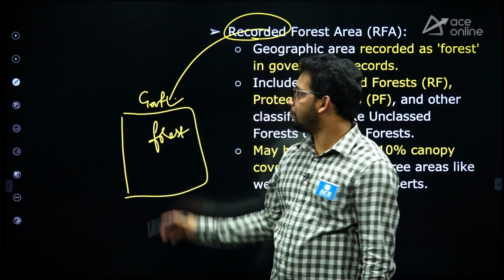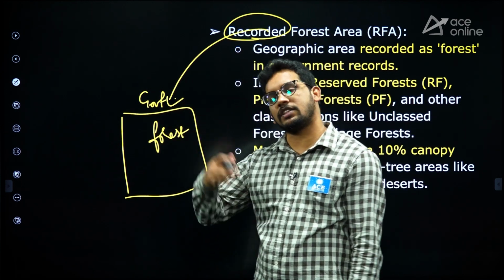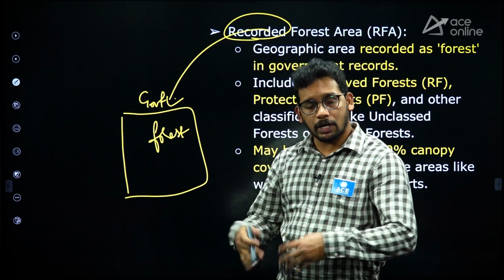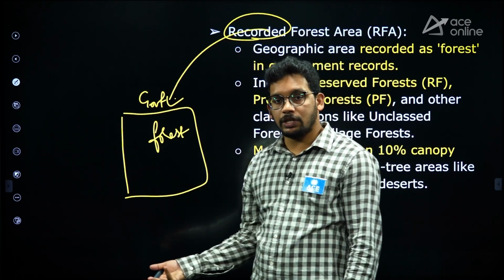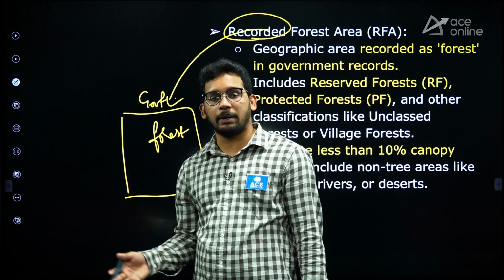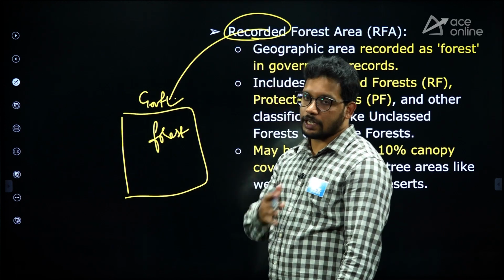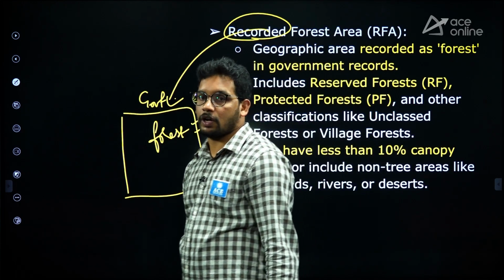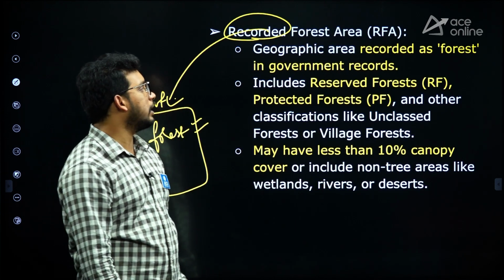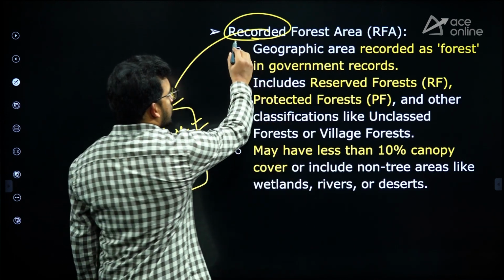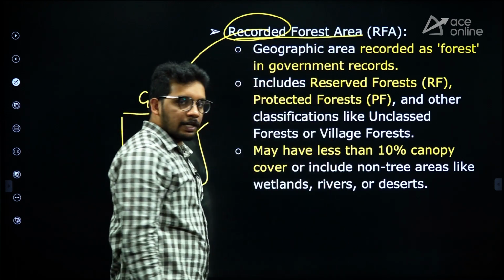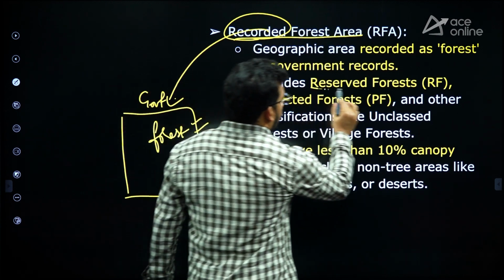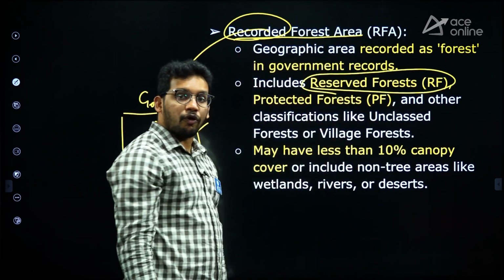What happens usually? The government recorded this as a forest some 40 years before, but now it may be illegally used for urbanization, settlement purposes and all. But still it can be vacated anytime, as it is categorized as a recorded forest under the government, right? So this is the definition of recorded forest, and under this there are two important categories, that is reserve forests.